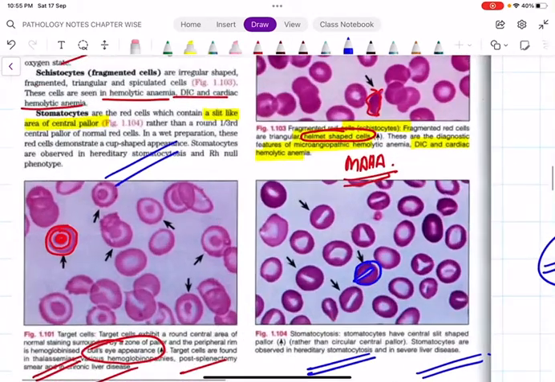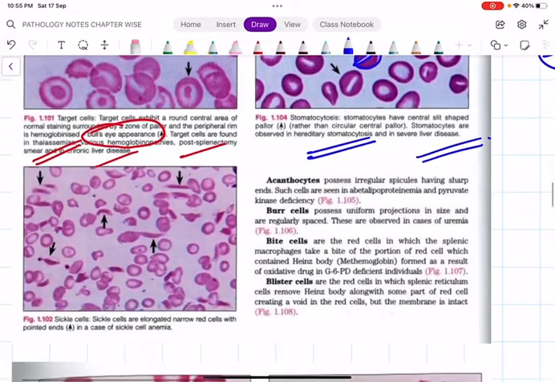It is also seen in case of Rh null phenotype. This is extra information. If you can remember, fine, or else it's up to you. Next, we have sickle cells. I told you, it looks like all these are sickle cells.